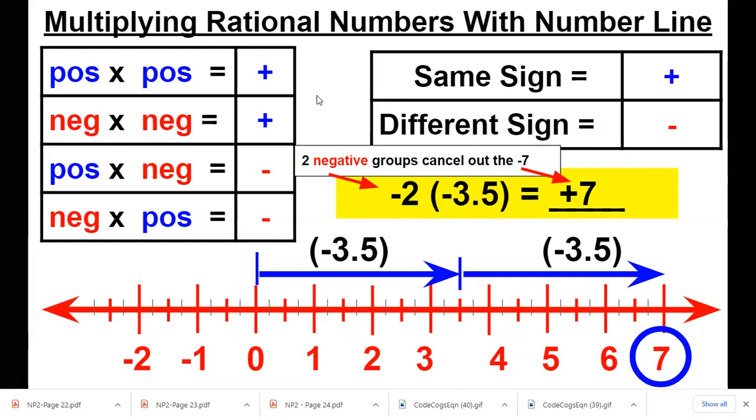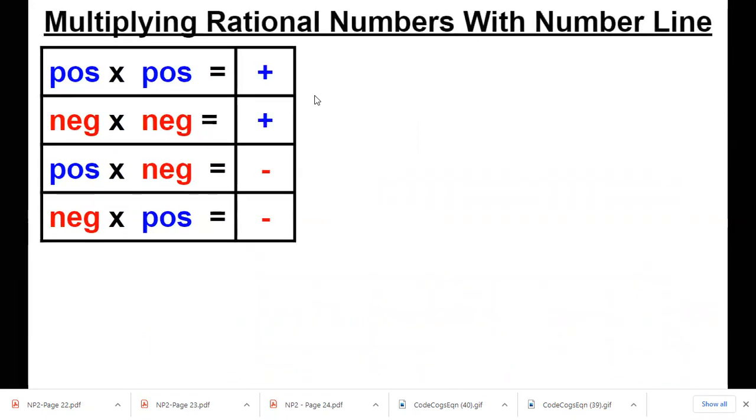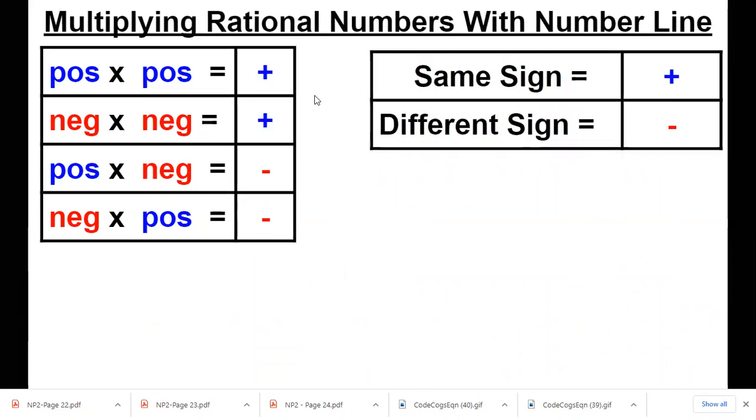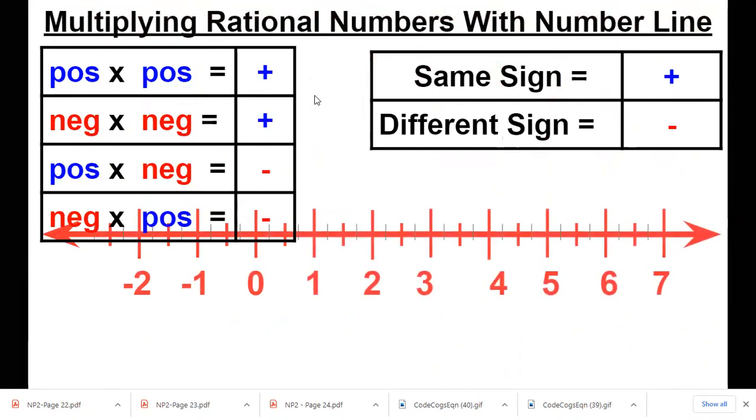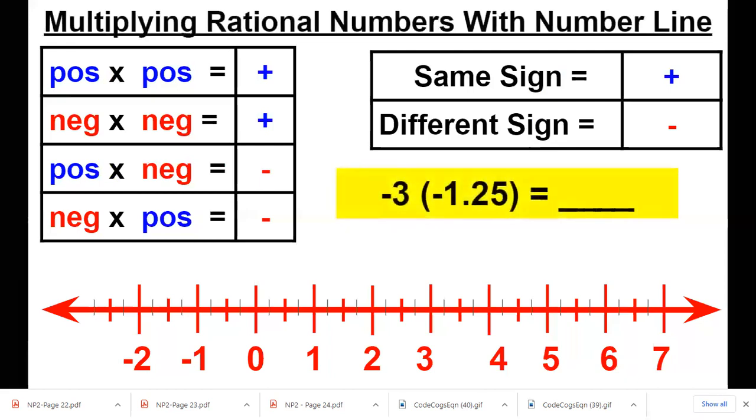Okay, you ready to try another one? Let's take another one here. Again, there's our rules. Just remember, same sign, positive answer, different sign, negative answer. There's our number line. It looks the same as before with the 4 tick marks there in between. So this time it's negative 3 times negative 1.25. So this negative 3 here is the groups. So there's 3 groups of negative 1.25.